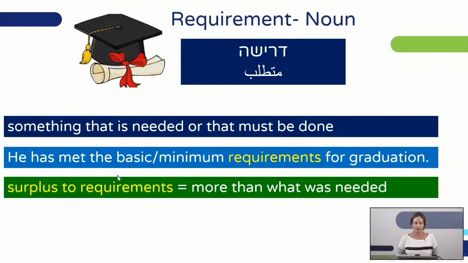Okay, so right, you have requirements in high school. There are certain things that you need to do before you can graduate. You need to take the bagrut, you need to do all types of things. Make sure you take specific classes. Okay, so these are requirements.